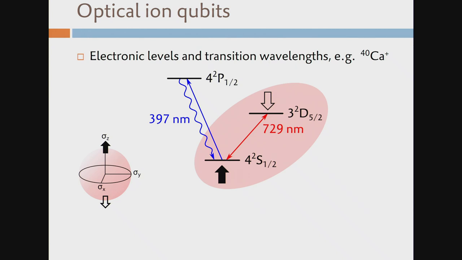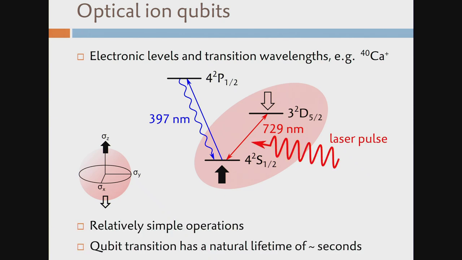So this means that the typical time it takes for a laser pulse to excite this transition is microseconds. So this gives you a really long time to excite this transition, encode your quantum information, and then do operations until your information is lost via natural decay. So this kind of qubit, which is called an optical qubit, has the advantage that you can do relatively simple operations because it's all laser pulses. However, you are in the end limited by the natural lifetime of this transition, which is on the order of seconds, depending on the atomic species.